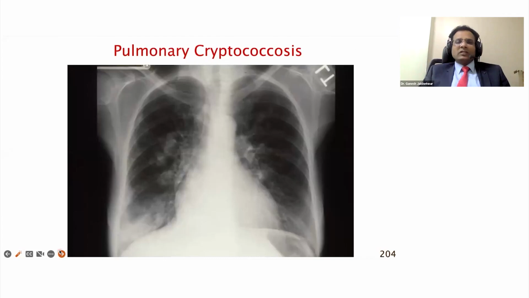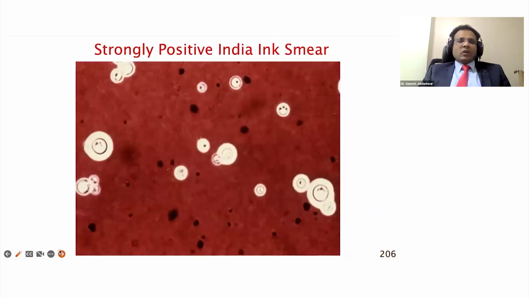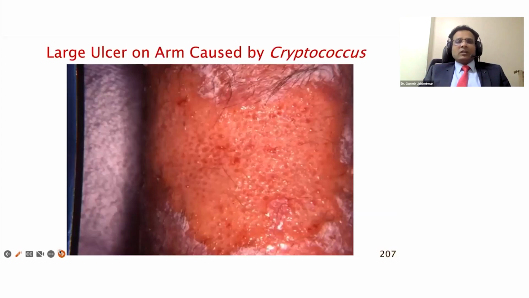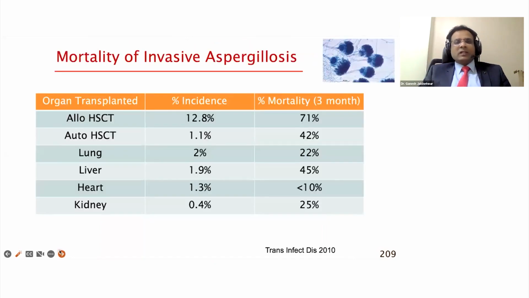Pulmonary cryptococcosis in one of my haploidentical stem cell transplant patients who developed post-transplant pulmonary and CNS cryptococcosis. Again, the diagnosis was established by this India ink preparation. Strongly positive India ink smear, and you can see the cryptococcus causing a large ulcer on the arm. Skin lesions of the cryptococcus. Again, with mycosis, you can see the incidence can be high and mortality can be as high as 50 to 70%.